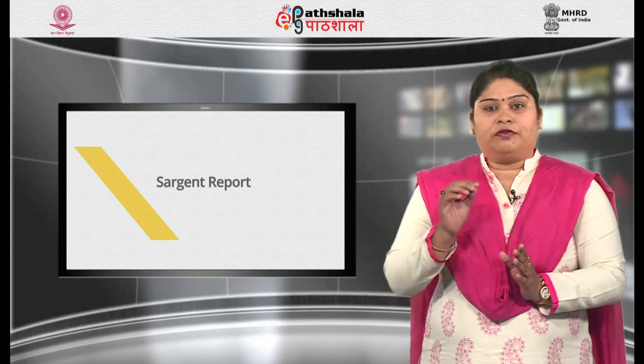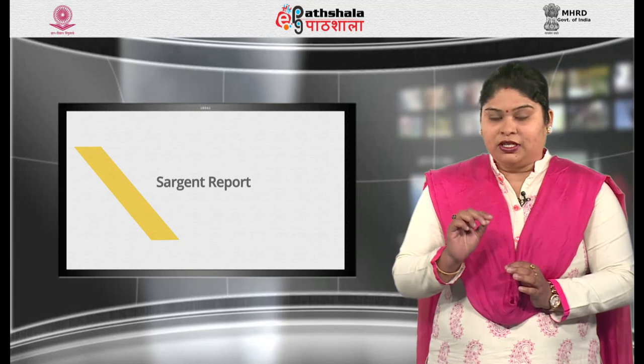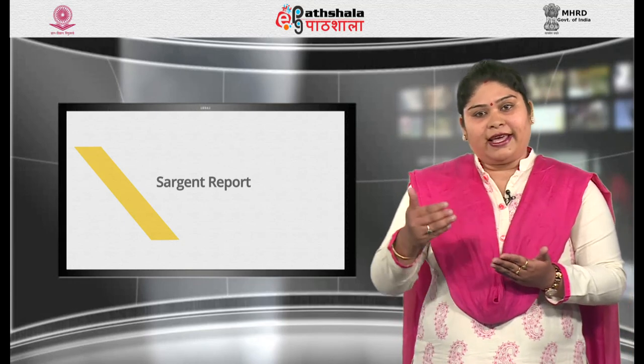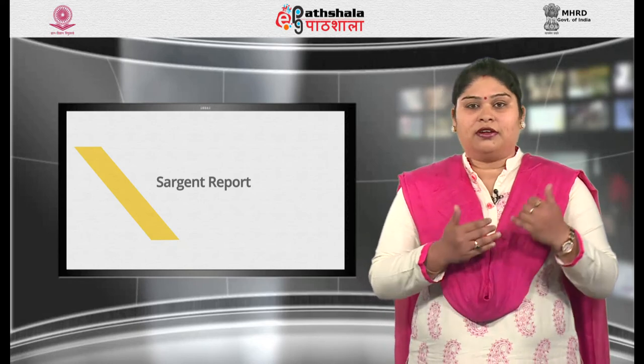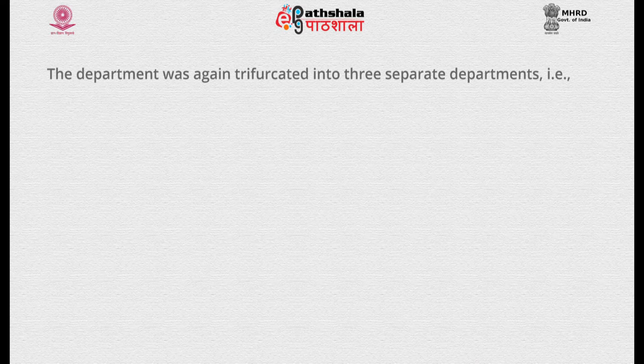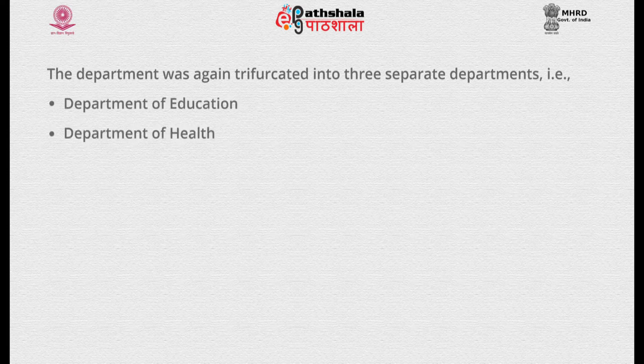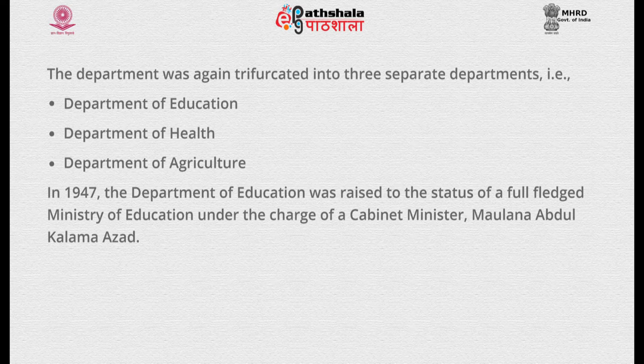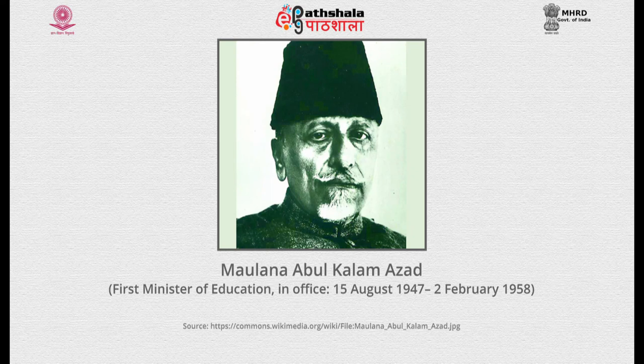The Department of Education, which was working as a separate department at the center, was combined with the Department of Health and Agriculture to be called the Department of Education, Health and Agriculture. The department was again trifurcated into three separate departments, that is, Department of Education, Department of Health, and Department of Agriculture in 1945. In 1947, the Department of Education was raised to the status of a full-fledged Ministry of Education under the charge of a cabinet minister, Maulana Abdul Kalam Azad. The ministry was designated differently at different stages according to the volume of work entrusted to it, and now it is called the Ministry of Human Resource Development.